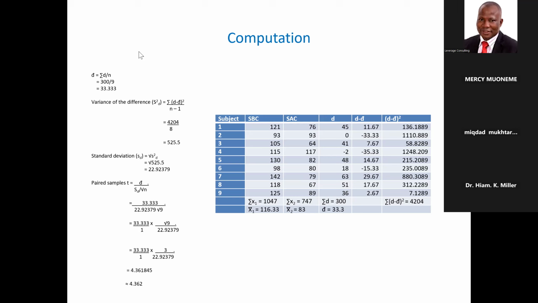You now square it. You know that naturally if you summed it without squaring, it will be 0. After squaring, you get the summation, and you now calculate the standard deviation. Everything is calculated here. When you do that, can you see? So the paired t will be bar D over the standard deviation over the square root of n. If you look at it, it gives you 4.362.